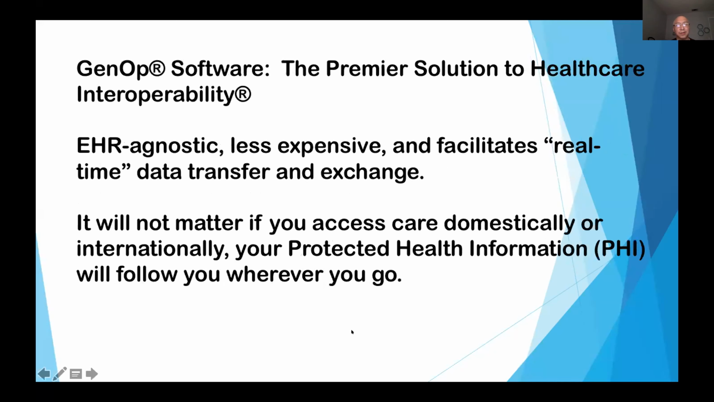The solution is actually GenOp software because we are EHR agnostic. We are very much less expensive than the HIEs, and we facilitate real-time data transfer and exchange. Our goal is to have you access your health information anywhere, domestically or internationally. We want your protected health information to follow you wherever you go.